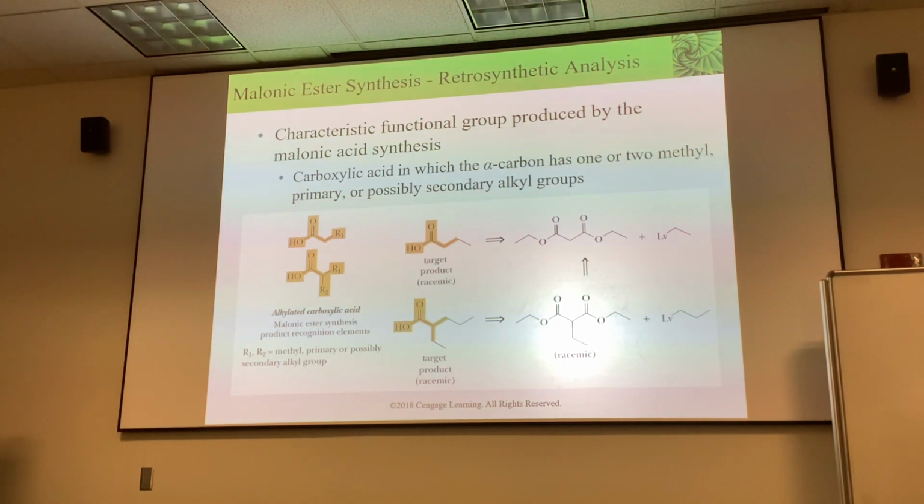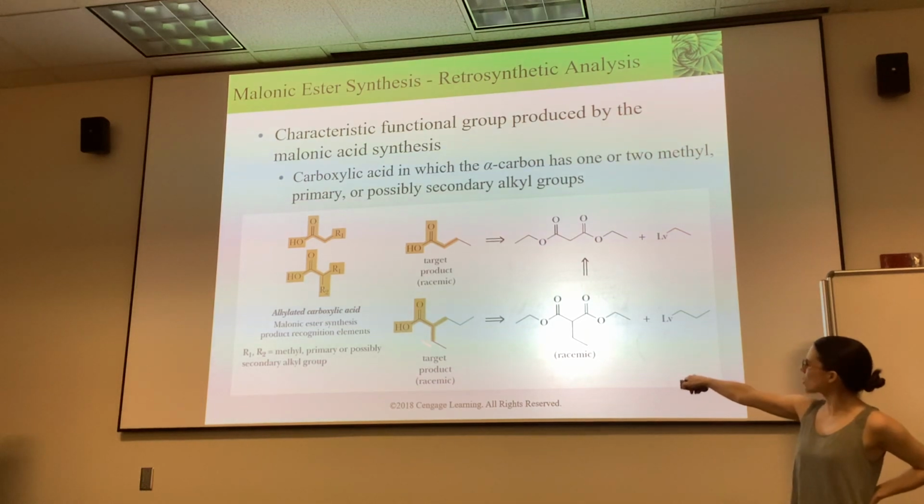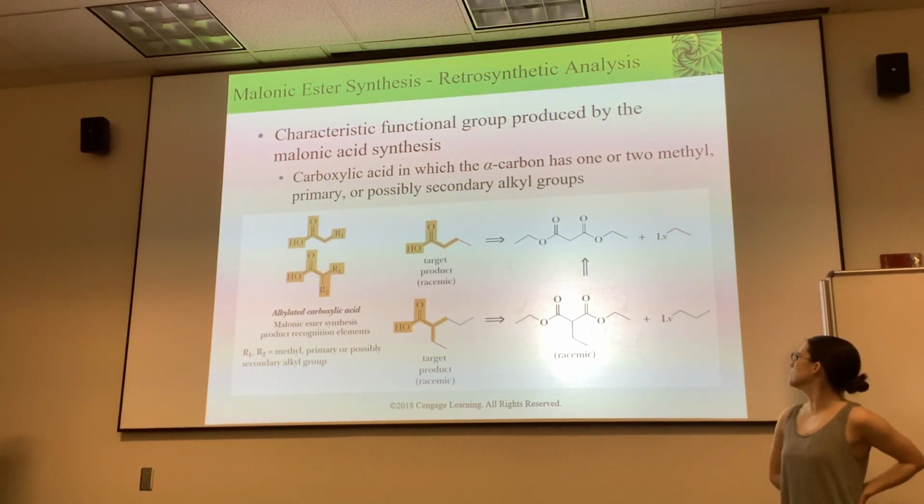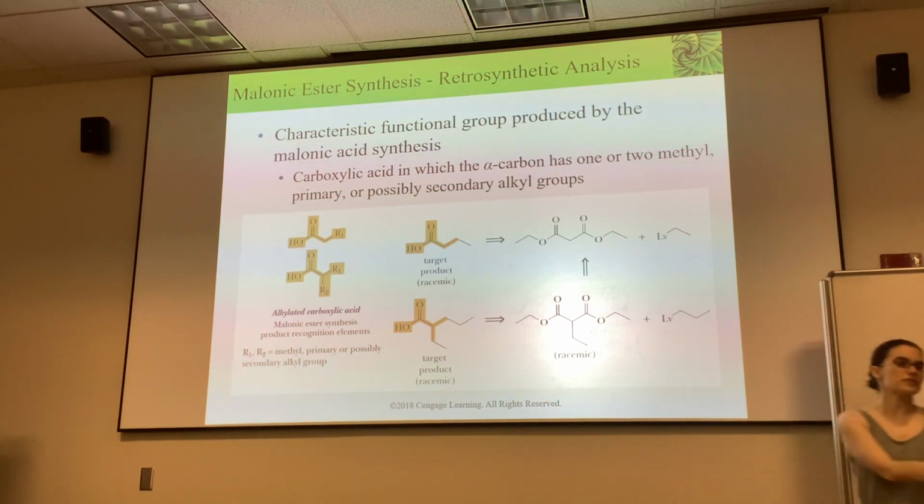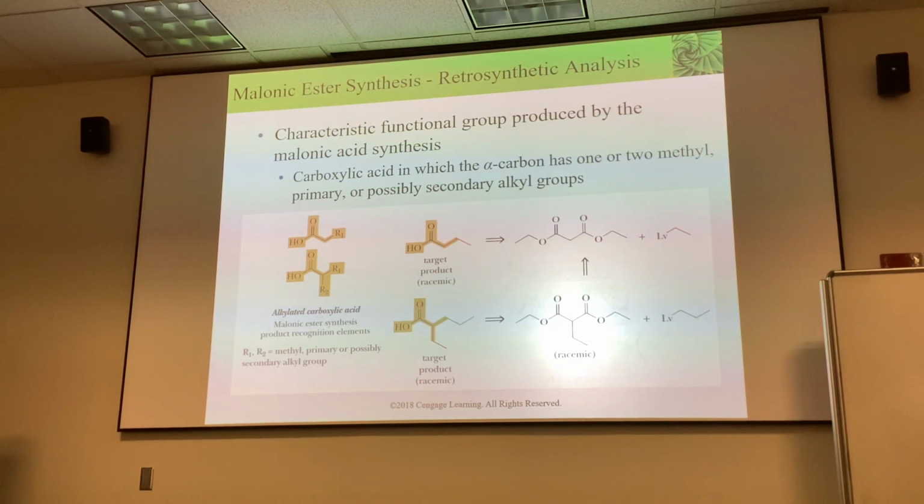So, malonic ester syntheses give us carboxylic acids with stuff on their alpha carbon. The acetoacetic ester gives us an alpha beta unsubstituted carbonyl, aldehyde or ketone.